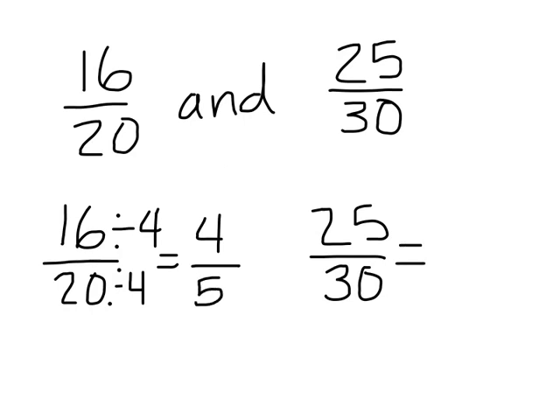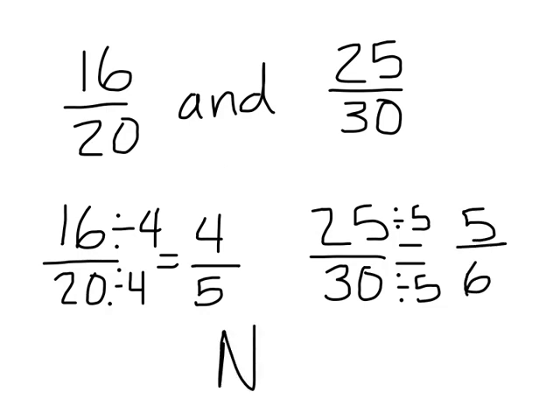What's the greatest common factor of 25 and 30? It's 5. When I divide both by 5, my new ratio is 5 to 6. These two ratios are not equivalent.